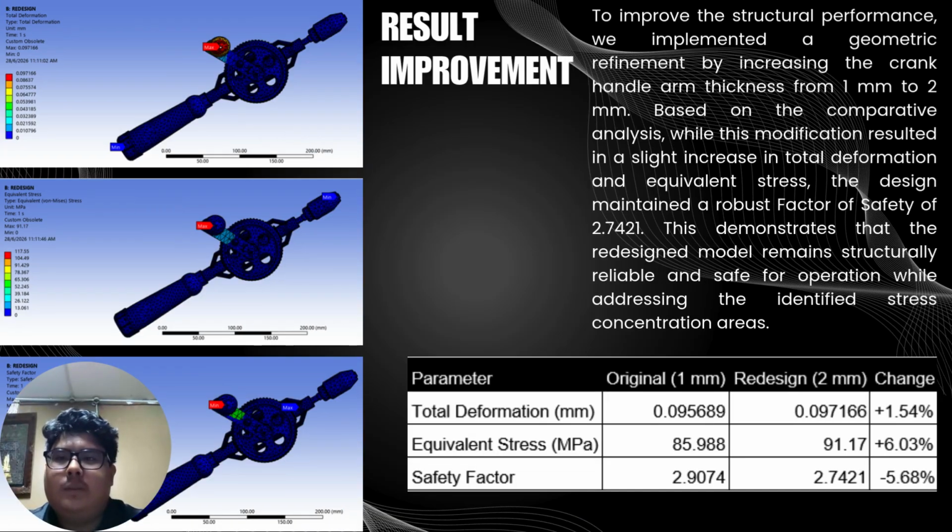To improve the performance, I implemented a geometry refinement by increasing the crank handle arm thickness from 1 mm to 2 mm. Comparing this to the original, we do see a slight increase in the total deformation and stress, about 1.5 and 6% respectively.